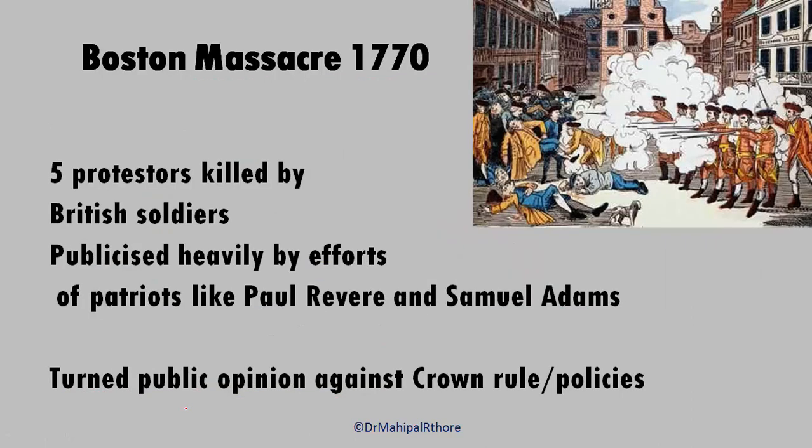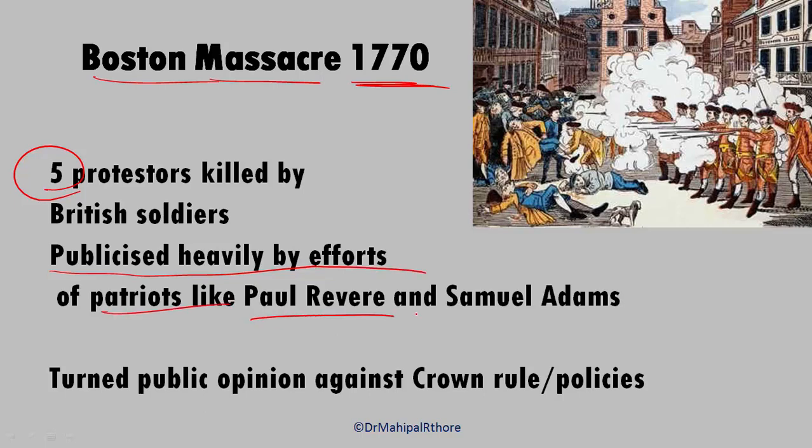So again, protests started against this Townshend Act, and while these protests were going on, the Boston Massacre happened in 1770. What happened was people were protesting against the British officers in their office in Boston, and the British soldiers opened fire. 5 protesters were killed. So much for calling it a massacre, but still it is very important because it was publicized heavily by the efforts of patriots like Paul Revere and Samuel Adams, the same Samuel Adams who formed the Sons of Liberty earlier. So they used it as propaganda.